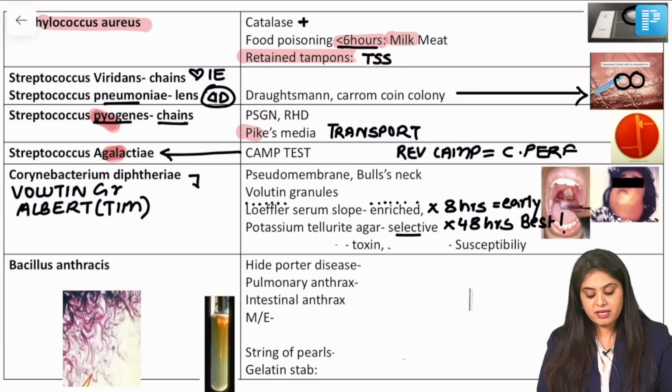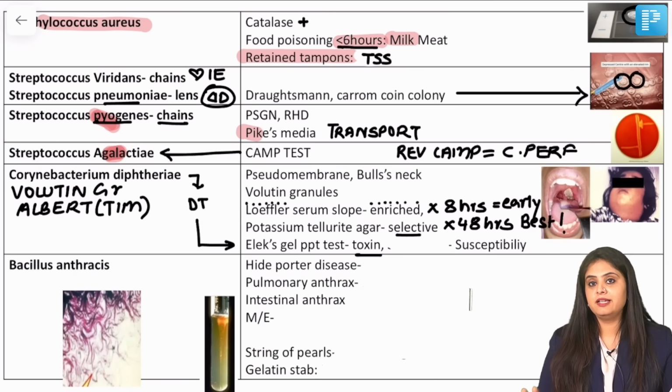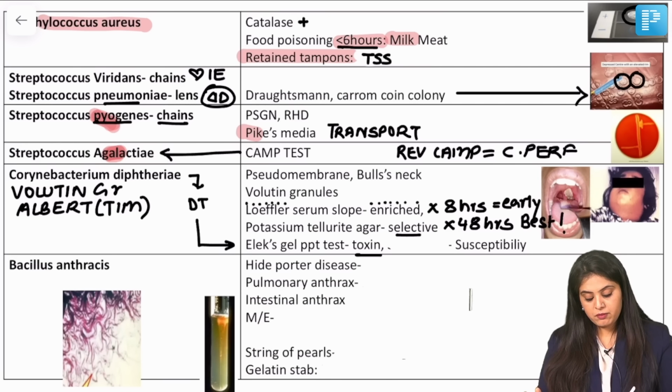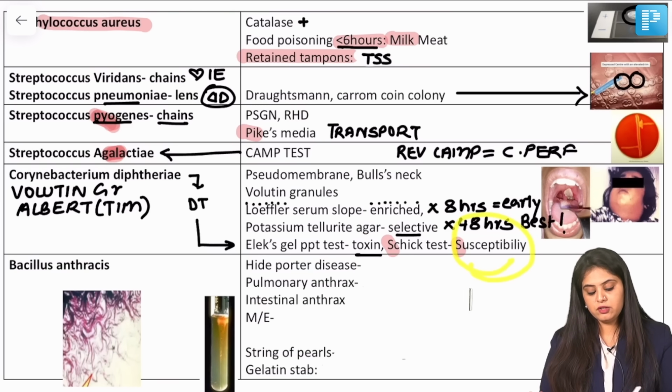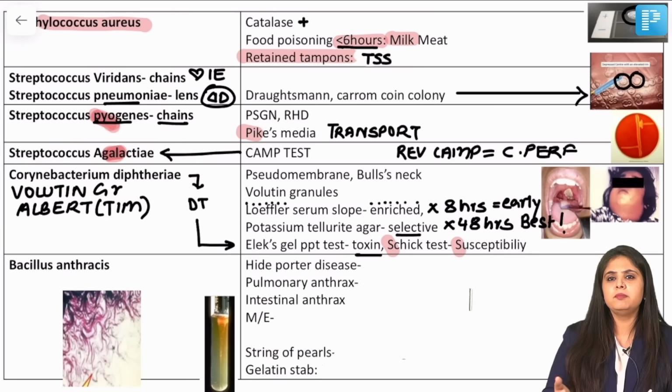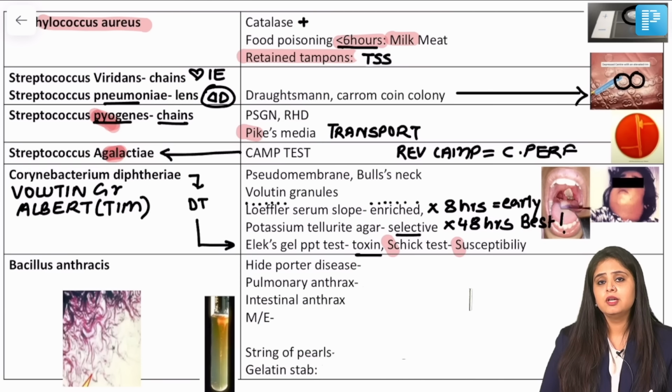Now this Corynebacterium diphtheriae produces a toxin called diphtheria toxin. So if I want to test for the toxin, there is a test called Elek gel precipitation test. And if I want to test for susceptibility, I will be doing the Schick test. Susceptibility means that you want to find out, have you been immunized for DPT in your past, in your childhood or not? So I can do this susceptibility test called Schick test.